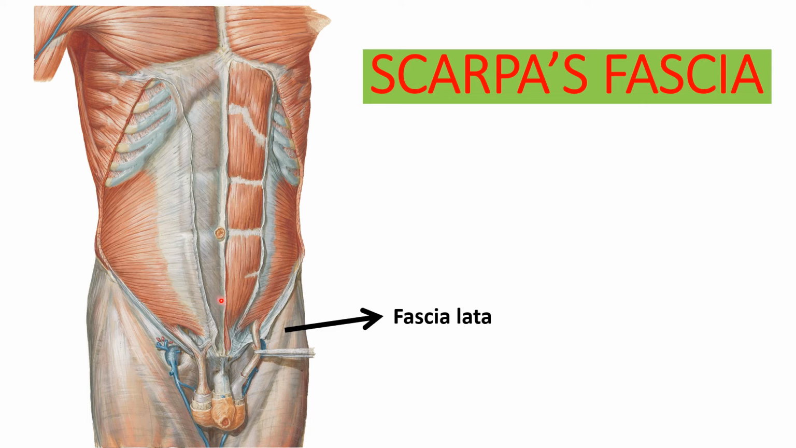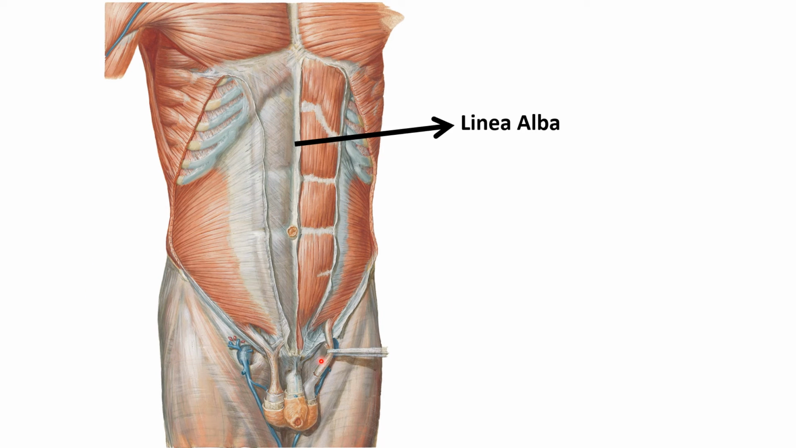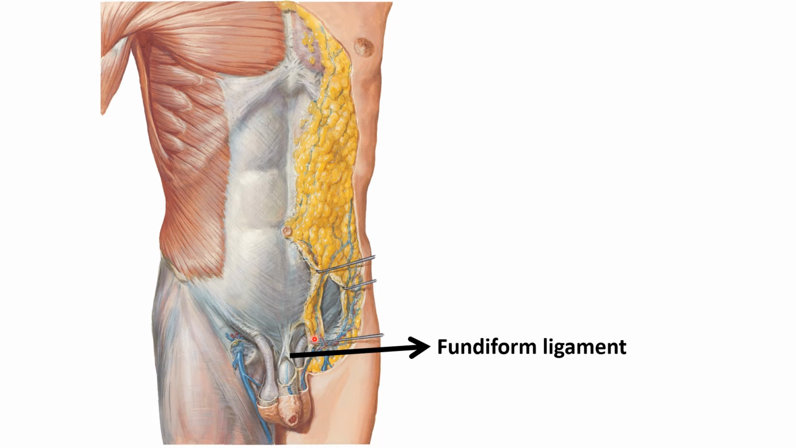And this Scarpa's fascia, which is extending downwards and medially, is going to divide or bifurcate. In males, it is forming the fundiform ligament of the penis. Fundiform ligament of the penis. Now here you can identify that. And medially it is going to join with the linea alba, which is extending from the sternum to the pubic symphysis. And here you can identify how the membranous layer, which is forming the fundiform ligament of the penis, is bifurcating and attaching, and it is extending as the deep fascia of the penis.